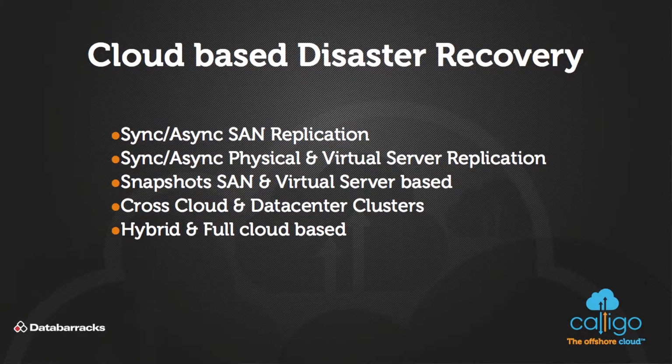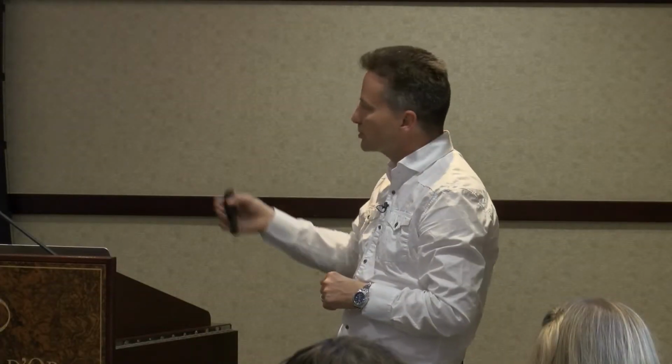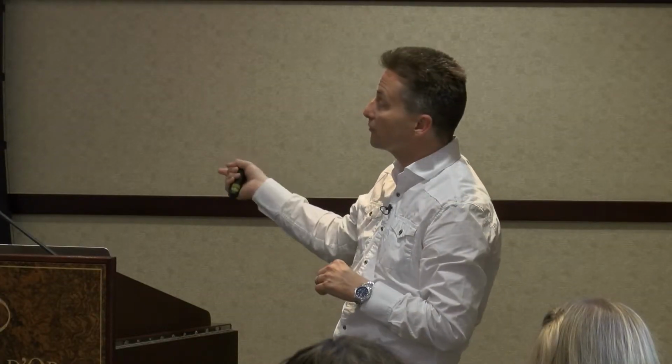Physical and virtual server-based replication. From a physical or a virtual machine, you can replicate between sites, and you can do that at a delta change level. And then you've obviously got the snapshot stuff that we mentioned, and again you can do that on a virtual machine basis, or on a SAN basis. And then, as I've put there, you've got the cross-cloud data center clusters and the hybrid full cloud, so you can have bits on-premise, bits in the cloud, everything in the cloud, and you can pretty much have any combination of that.